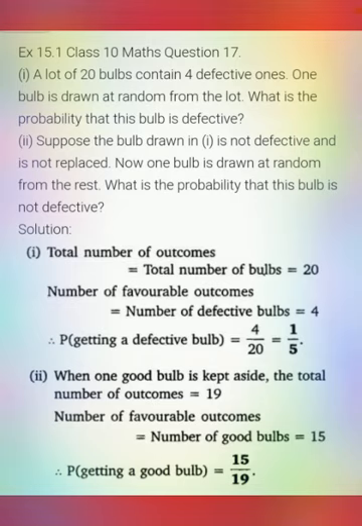Now let us move on to the second part of the question. Suppose the bulb drawn in the first one is not defective and it is not replaced. Now one bulb is drawn at random from the rest.